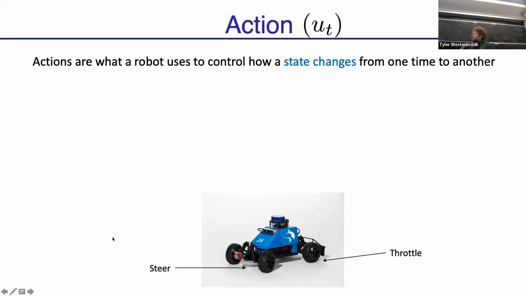Okay, so the final piece of the puzzle here is going to be what we're going to call actions. We're going to represent this with u of t. Actions are the sorts of things that we have control over as engineers, okay? So for example, for this car here, my actions can be things like the throttle that I'm going to use to propel my car forward, and my steering angle, which is going to control how fast I'm turning in a different direction, okay?